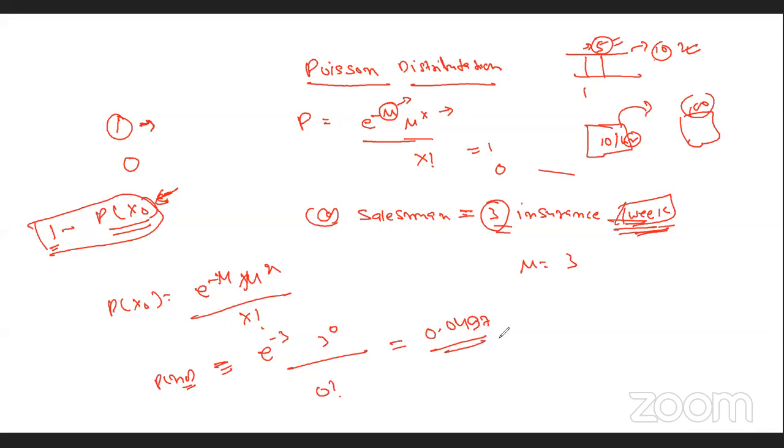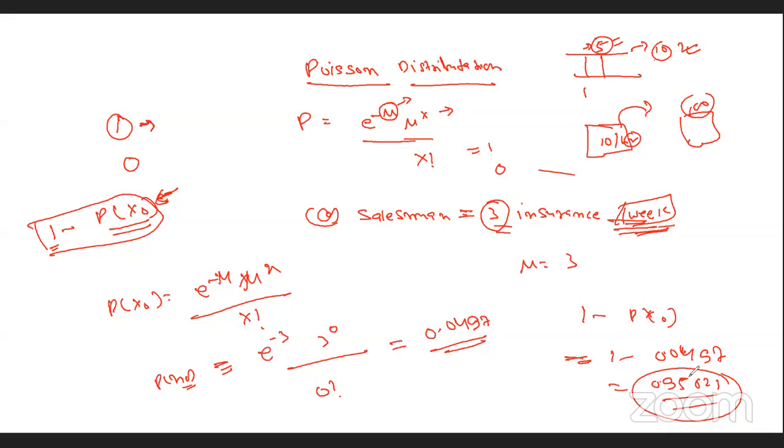Now if I have to find the probability that the person will be able to sell something, it's nothing but 1 minus this probability of x equals 0. So 1 minus 0.0497. If you do the computation, 0.95021 is the probability that the person will be able to sell something, at least one thing.